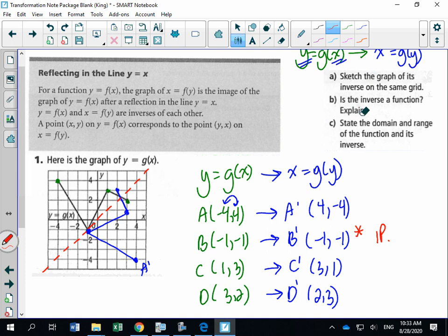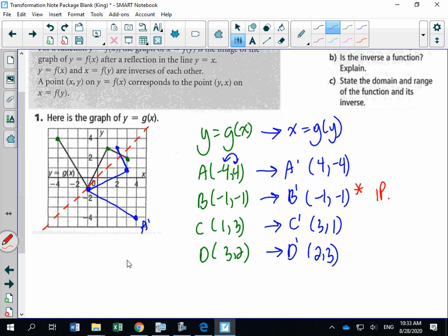B, is this inverse a function? So if we look at this blue line exclusively, is this a function? And I hope everybody would say it is not, right? It fails the vertical line test. So the answer is no. Let's show where it's no. Here it would fail twice. Here it would fail 3 times. So the inverse is not a function. And we'll write fails vertical line test.